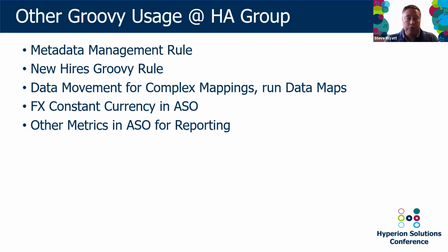We have a lot of data movement Groovy rules that do some complex mappings and running data maps, similar to what Josie had mentioned. We also have an FX constant currency rule that's under development right now, that's going to be running in our ASO environment. And then also some rules that calculate some other metrics in ASO for reporting. There's a few more, and we're really just scratching the surface. If I had to guess, across our 2 different pods, we probably have at least 24 different Groovy rules at this time. And these are really the highlight ones, because these are some of the cool things we're doing.